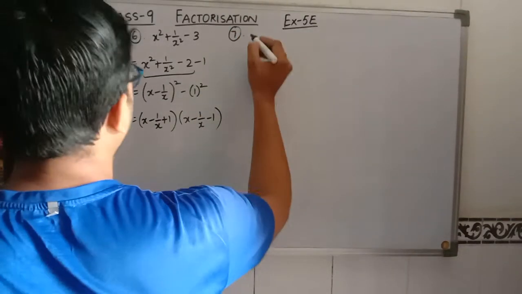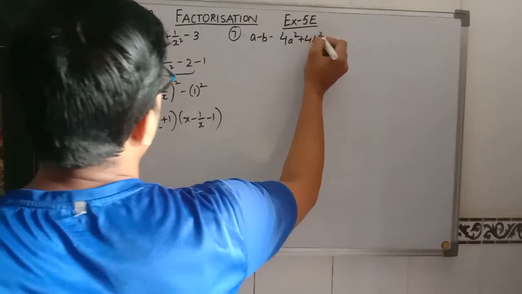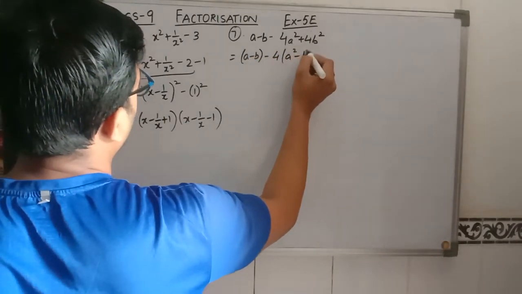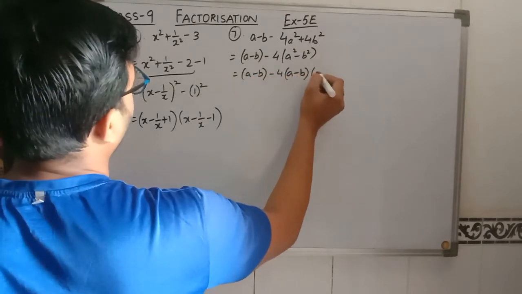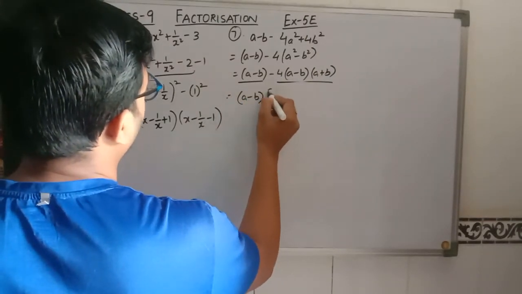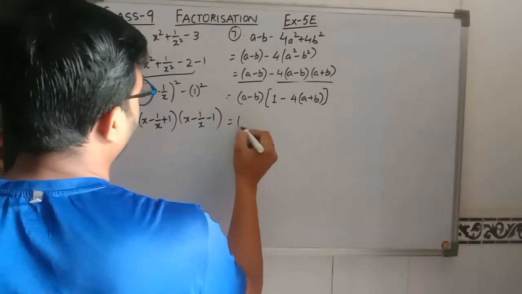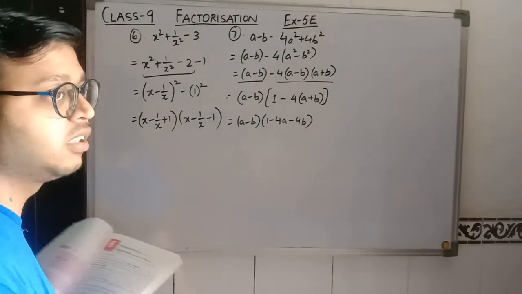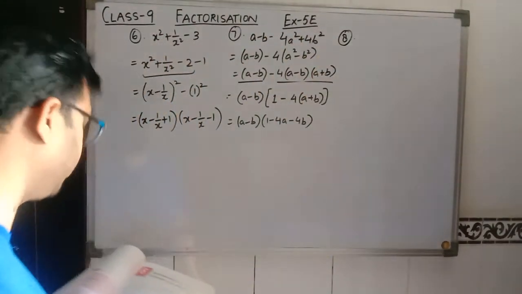Now question number 7 is saying a minus b minus 4a square plus 4b square. In the first two terms you have grouped together. In the last two terms 4 is common, so a square minus b square. You can apply the identity a square minus b square, so a minus b and a plus b. Now there are two terms. In both the terms a minus b can be taken as common. So from the first term 1 will be remaining, minus 4 times a plus b will be remaining. So just open it. A minus b, 1 minus 4a minus 4b. So that is the final answer. In this question we can see it is very easy, because all the steps are clearly shown in the question.